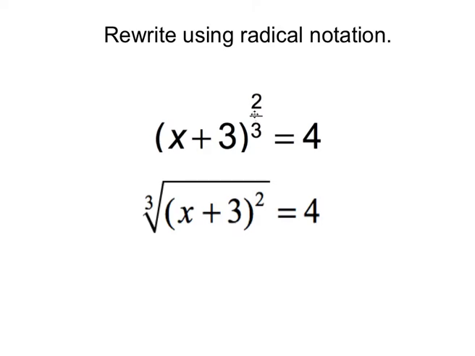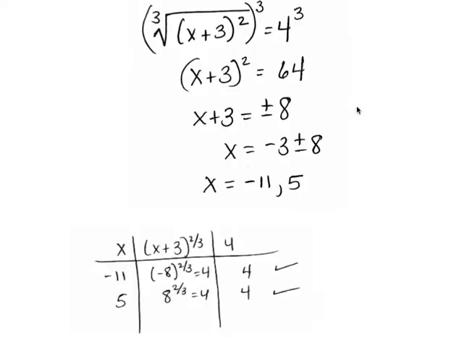So remember, the denominator is the index on your radical. The numerator is the exponent on your radicand. So we are going to solve this equation as if it's a radical equation. So to do that, I'm going to close the shade for a minute. We are going to cube both sides of our equation to get rid of the radical.